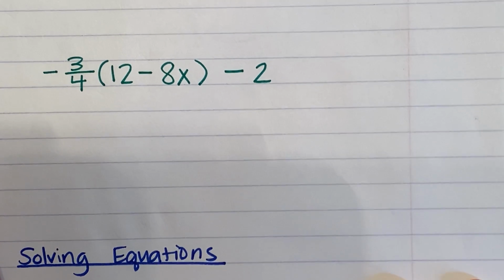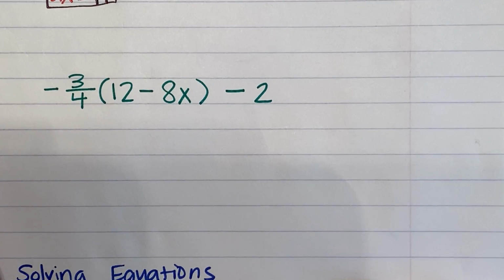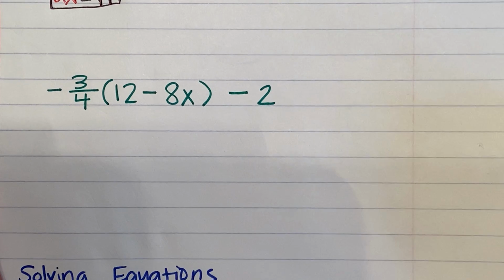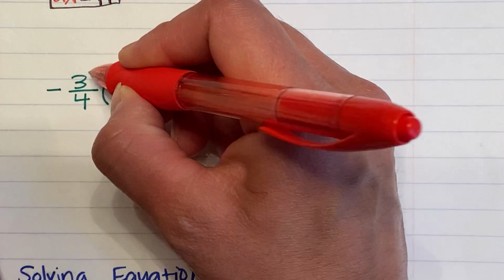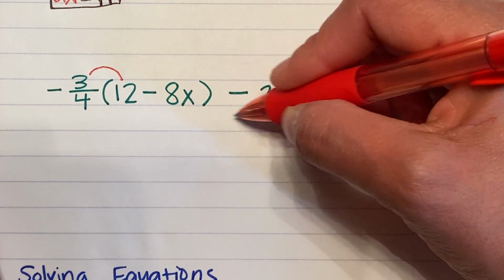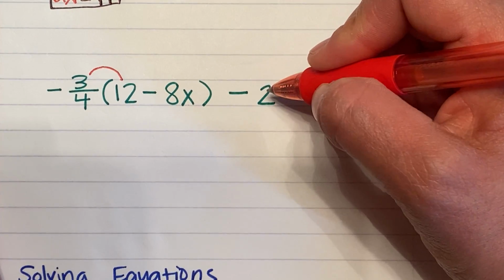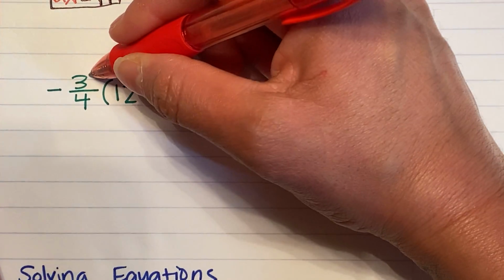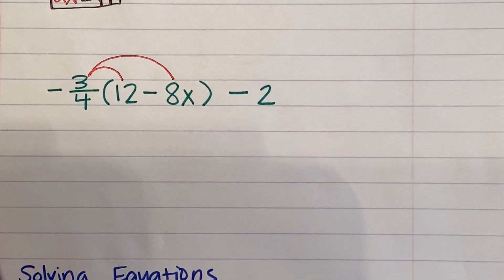Now we're going to simplify an expression that has a fraction. So we're going to take negative 3/4 parentheses 12 minus 8x and subtract 2. So the one thing you want to identify is the parentheses. Parentheses means that we need to multiply. We need to multiply negative 3/4 to each term inside the parentheses. We're not going to multiply anything with negative 2 because it's on the outside. So we're going to multiply and distribute negative 3/4 to 12 and negative 8x.